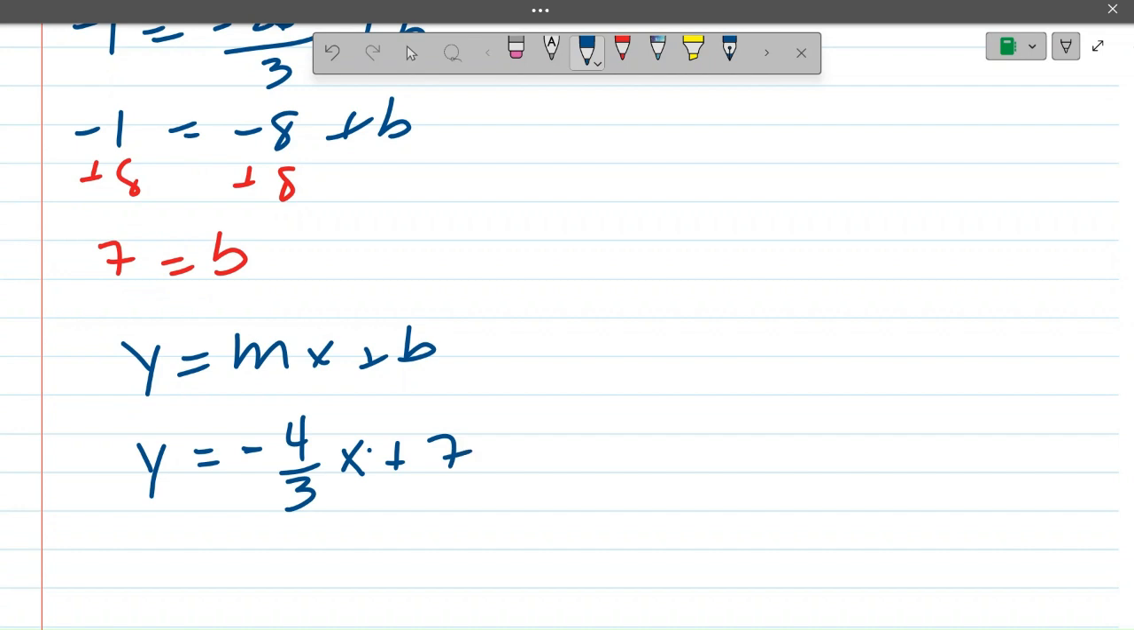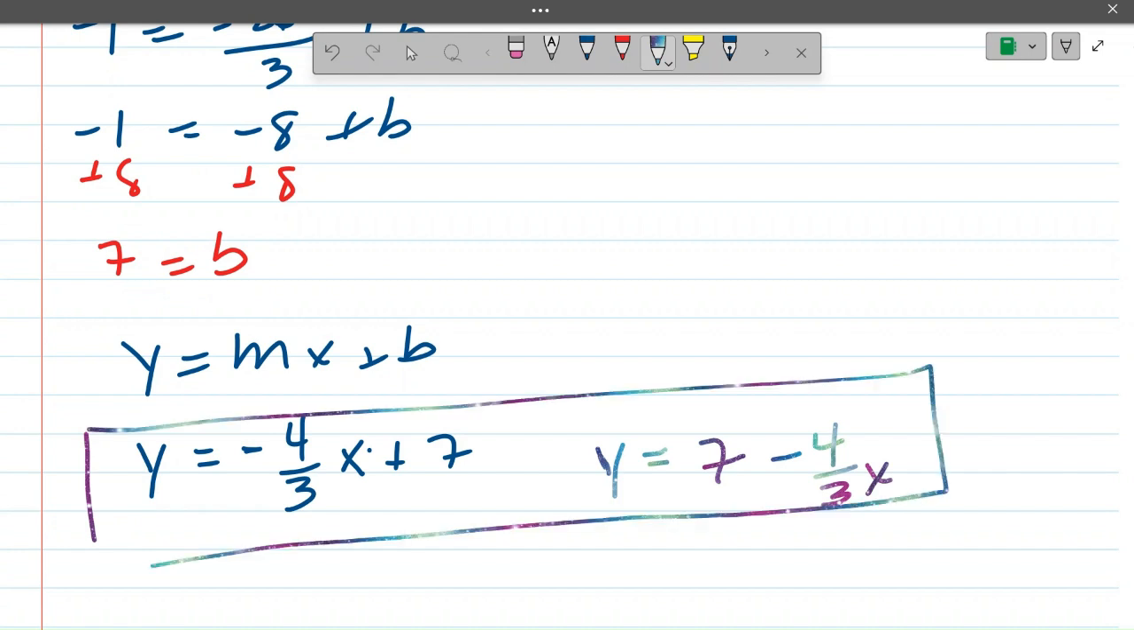Now, the other way you can write this that's absolutely correct, that I preferred as a math teacher, because sometimes when you have a negative next to an equal sign, it looks positive. The other correct form is y = +7 minus 4/3 x. These are both equivalent and both are correct. And that is how you find the equation of a line through 2 points.